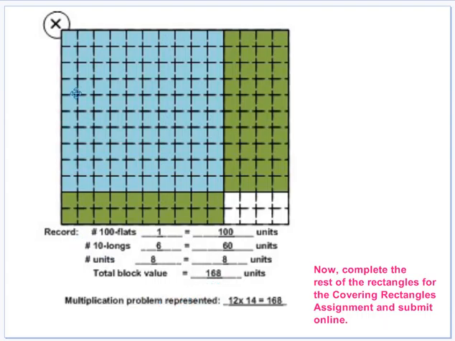by 14. Now I want you to go through and complete the rest of the rectangles for the covering rectangles assignment and then submit that online. Don't forget, you can always email or chat with me in order to answer any questions that you might have. Thank you.